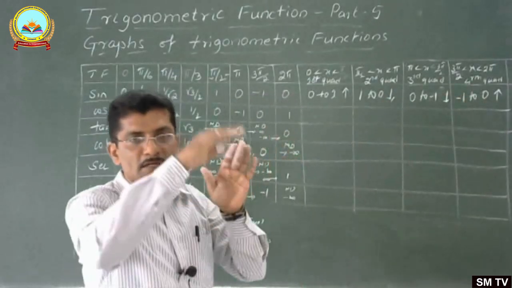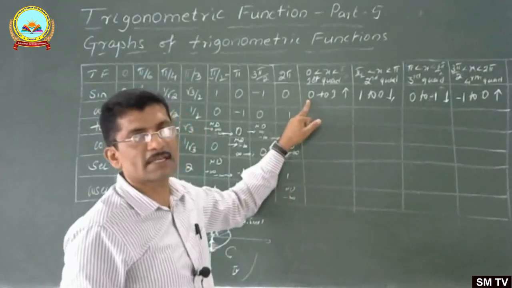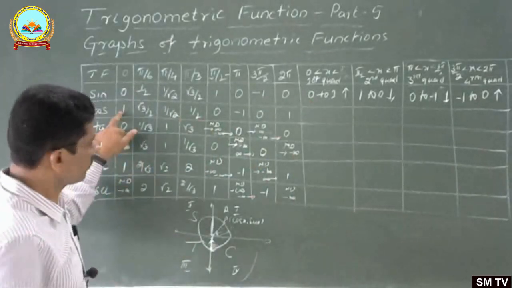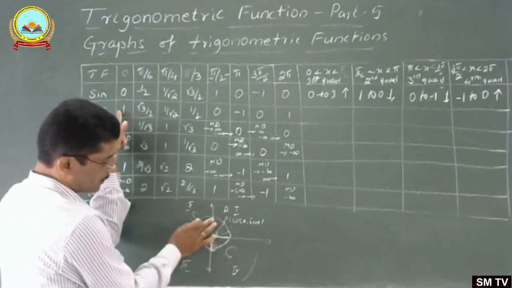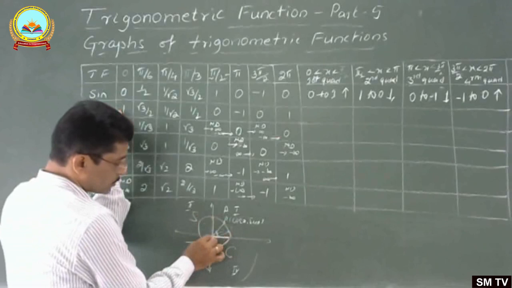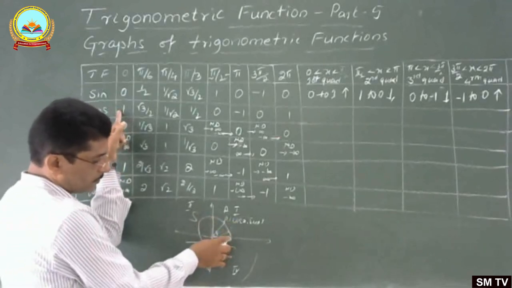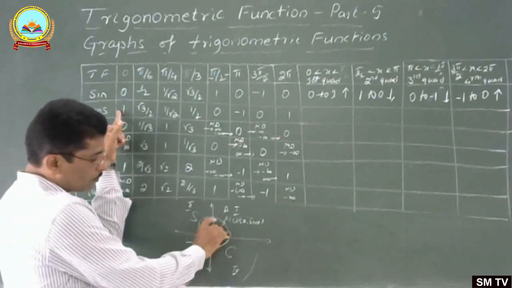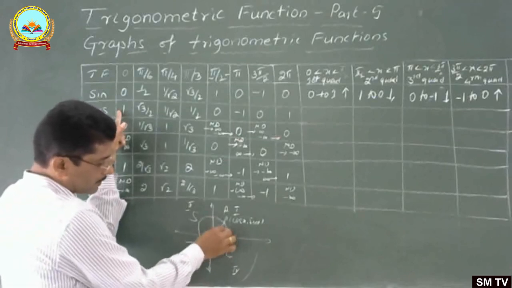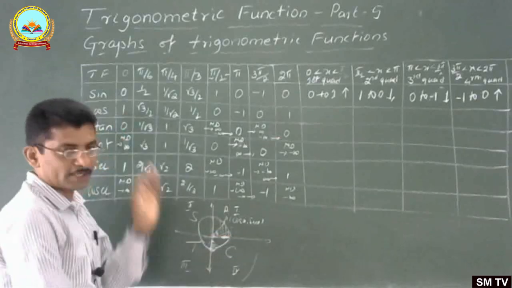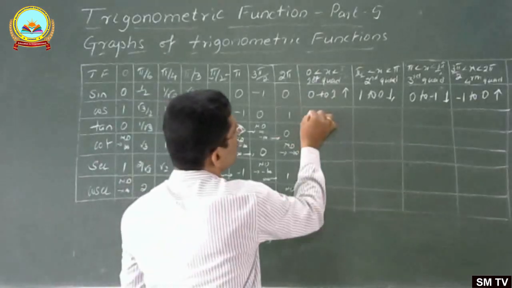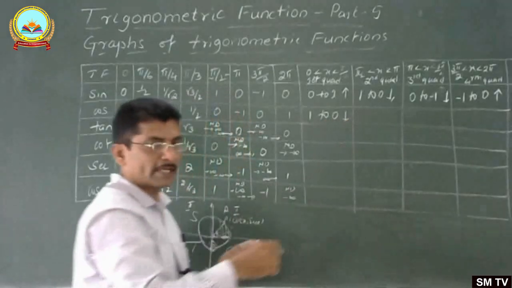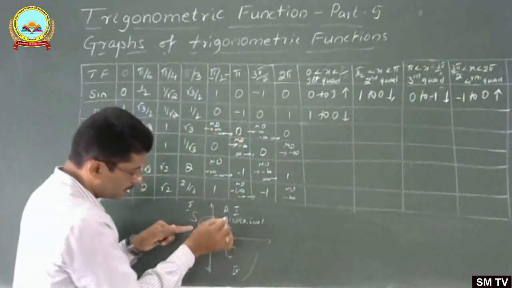This is the sine function curve in one revolution, one complete rotation. In a similar way, the cosine function: at 0 it is 1, where the x coordinate is the cos function. Yes, the x coordinate belongs to the x axis. Starting from 0, the cos x value is 1. As it rotates from 0 to pi by 2, the x coordinate is decreasing, in the downward direction. Cos of 0 is 1, and cos of pi by 2 is equal to 0, so it is a downward direction, starting at 1.